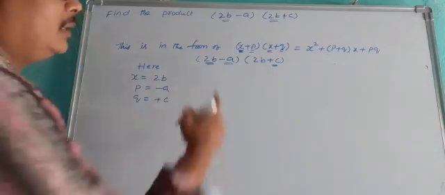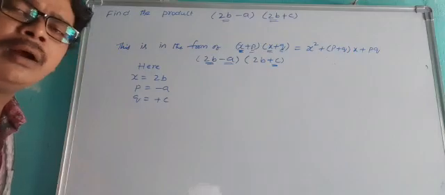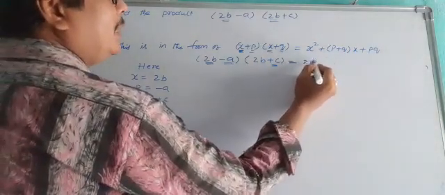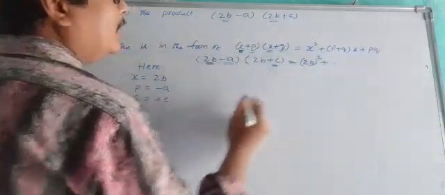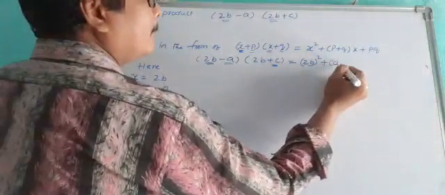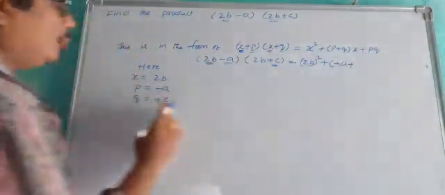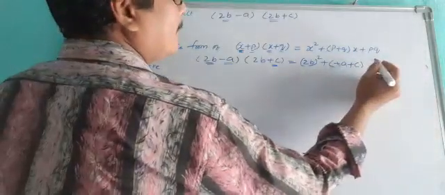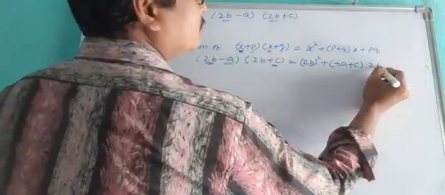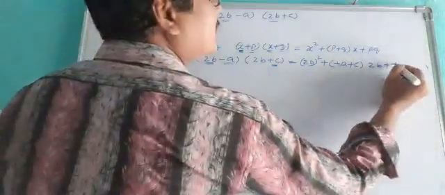So here both the first terms are same but second terms are different. How to find out their product? x is 2b, so (2b)², plus p, which is −a, plus q, which is c, into x, which is 2b, plus pq, −a into +c.